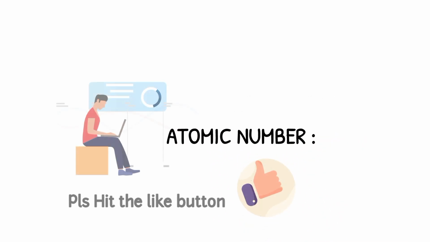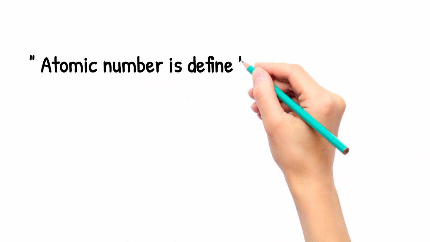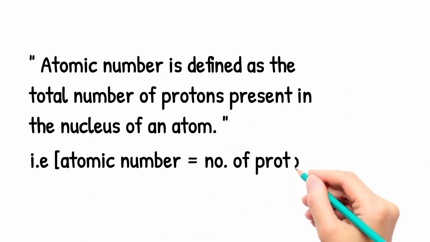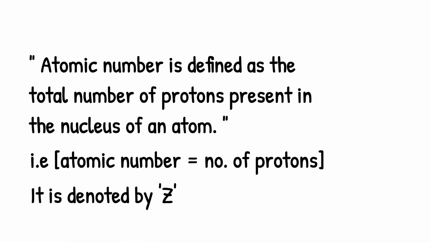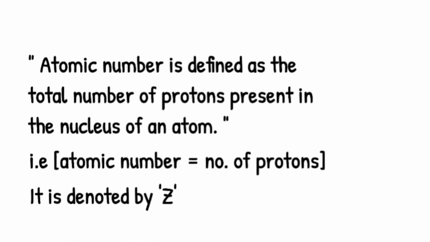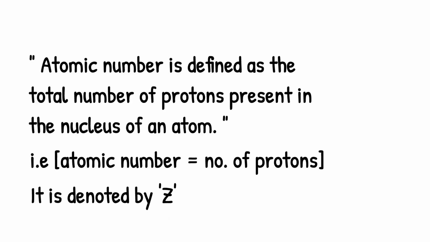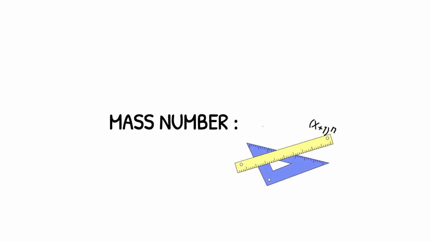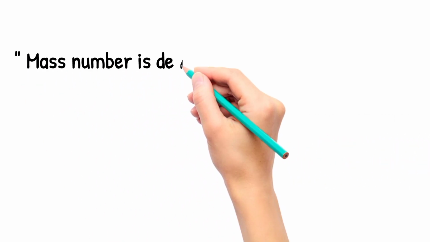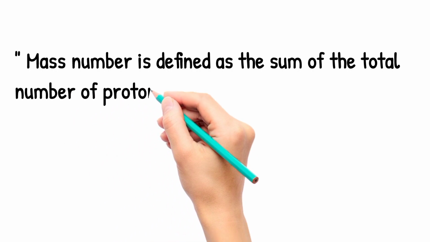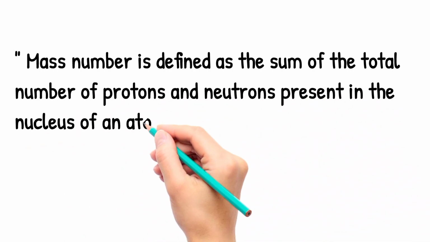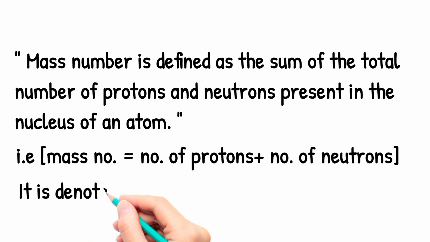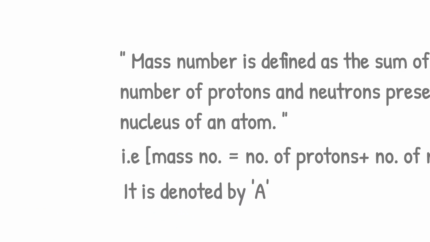Next topic is atomic number. Atomic number is defined as the total number of protons present inside the nucleus of an atom. That is, atomic number equals the number of protons. It is denoted by the letter Z. Then comes mass number. Mass number is defined as the sum of the total number of protons and neutrons that are present inside the nucleus of an atom. That is, mass number equals the number of protons plus the number of neutrons. It is denoted by the letter A.